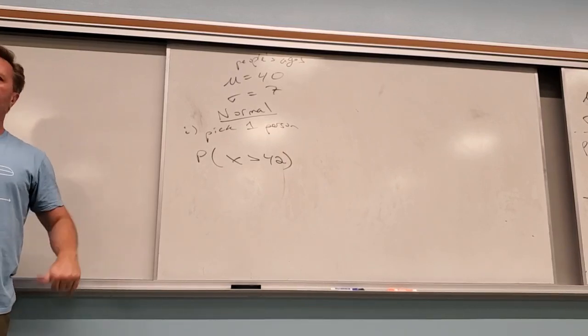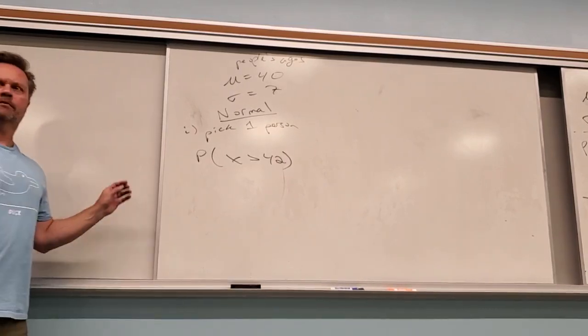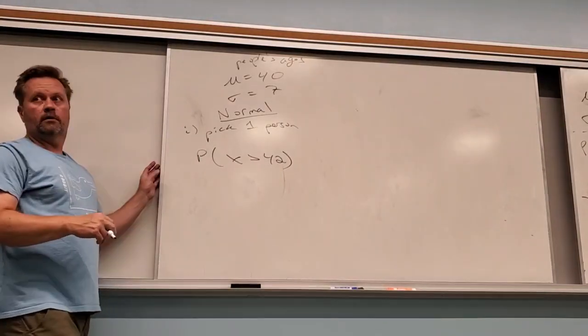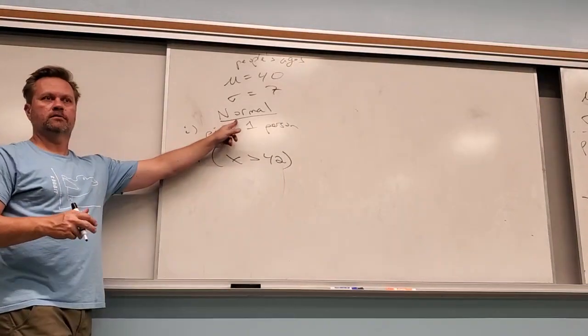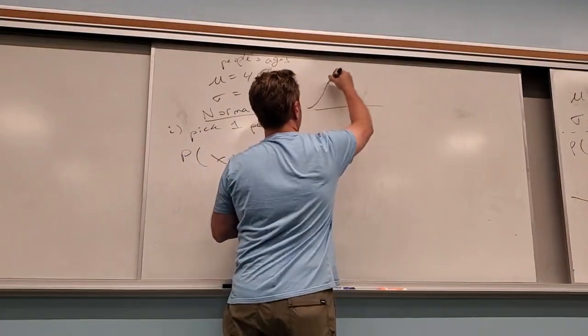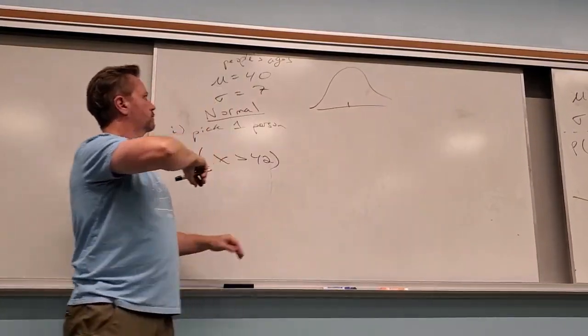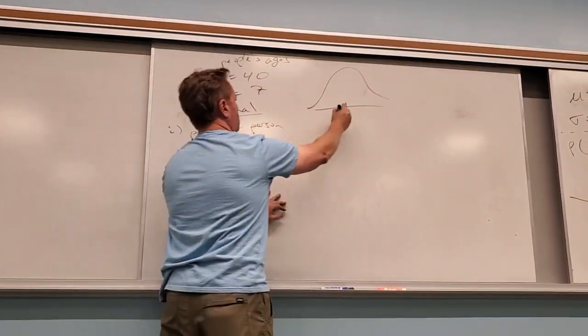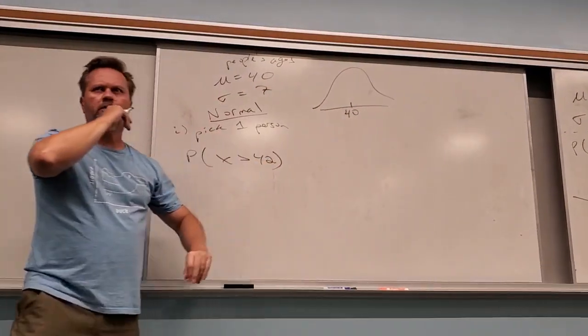Can you draw this picture? How do you know what shape it is? Because I told you it's normal, right? I like it. So then you make a little bell curve. What goes in the middle? 40. I love it.